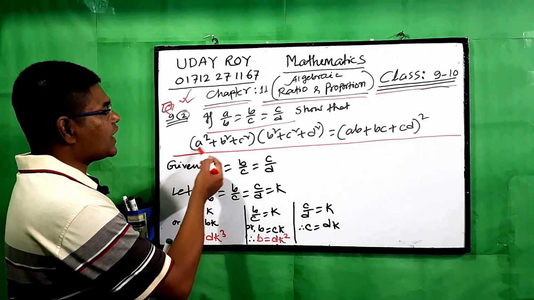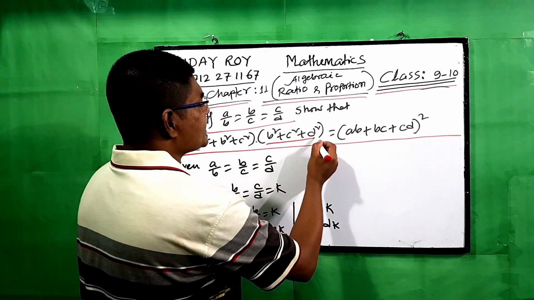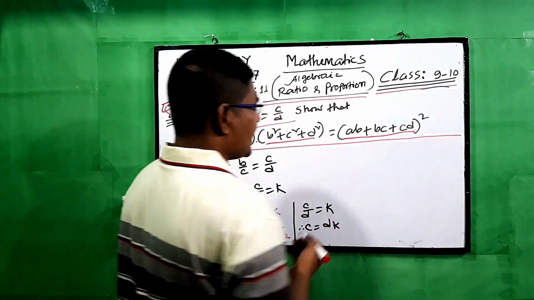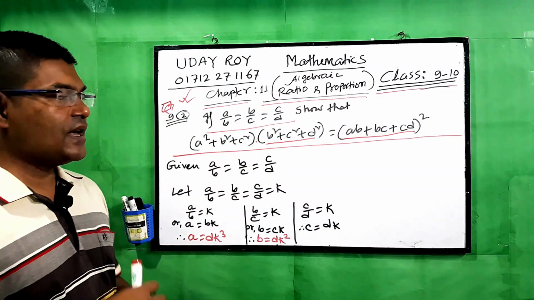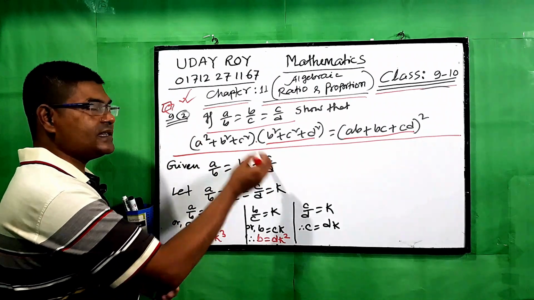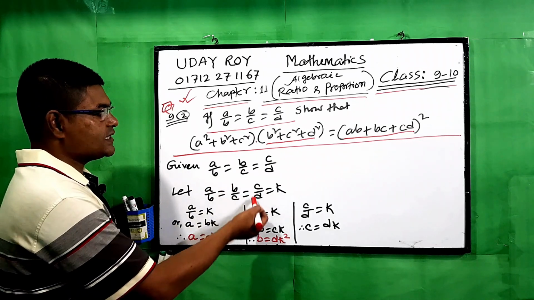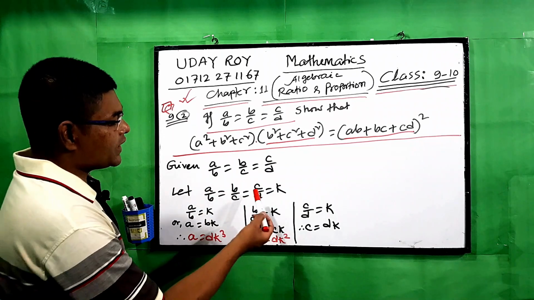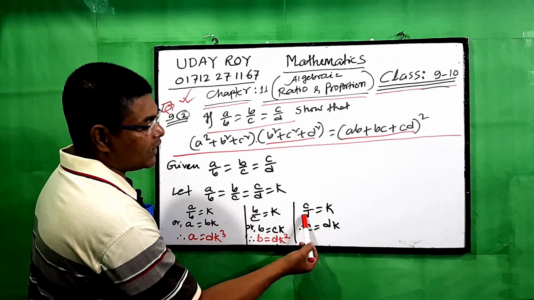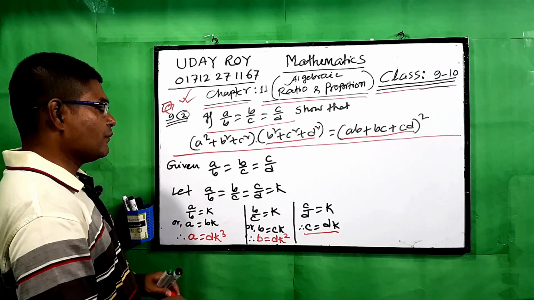So that (a square plus b square plus c square) into (b square plus c square plus d square) equal to (ab plus bc plus cd) whole square. This is also the same maths, but here the steps are 3: a by b, b by c, c by d. Let a by b, b by c, c by d equal to k. We get c by d equal k. So c equal d into k, dk. C equal, we have got dk.